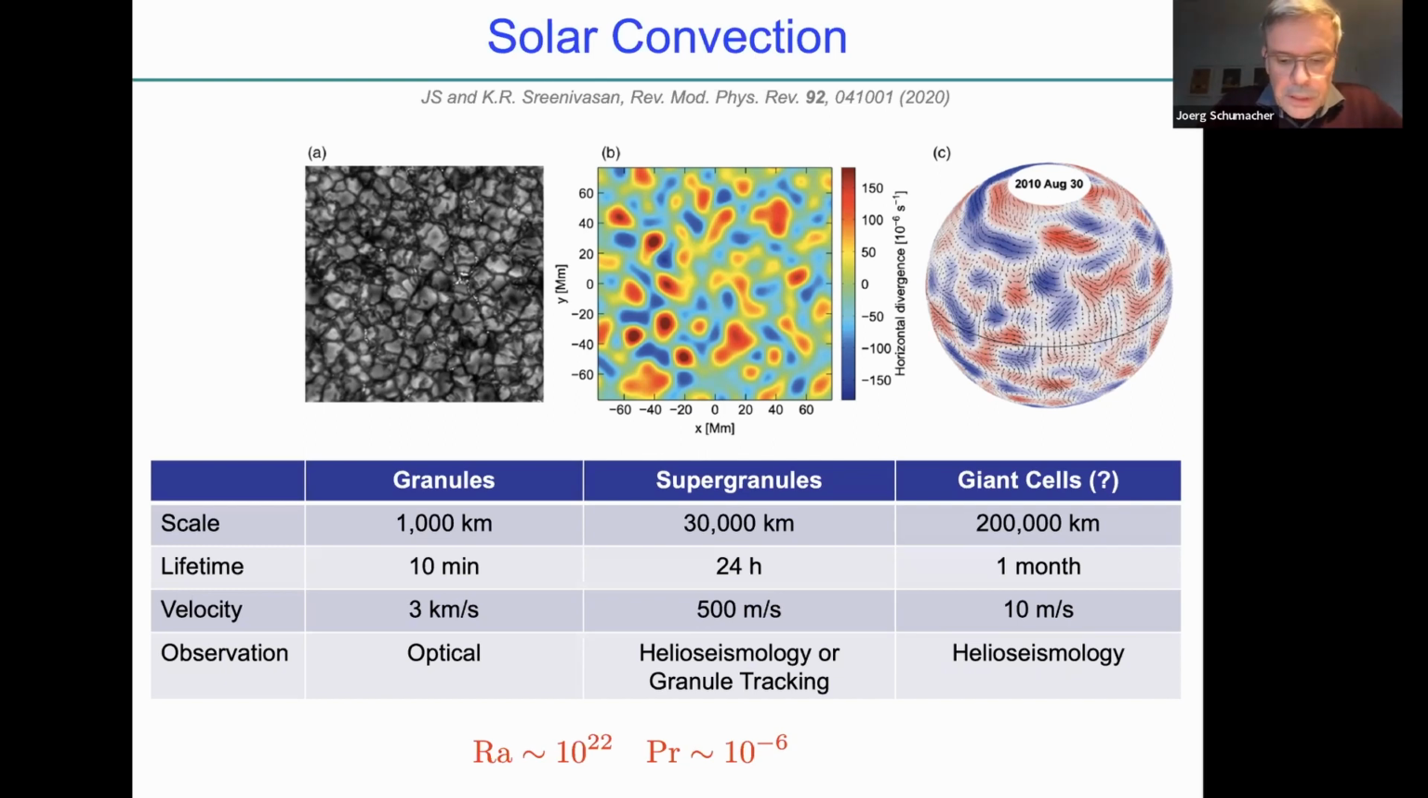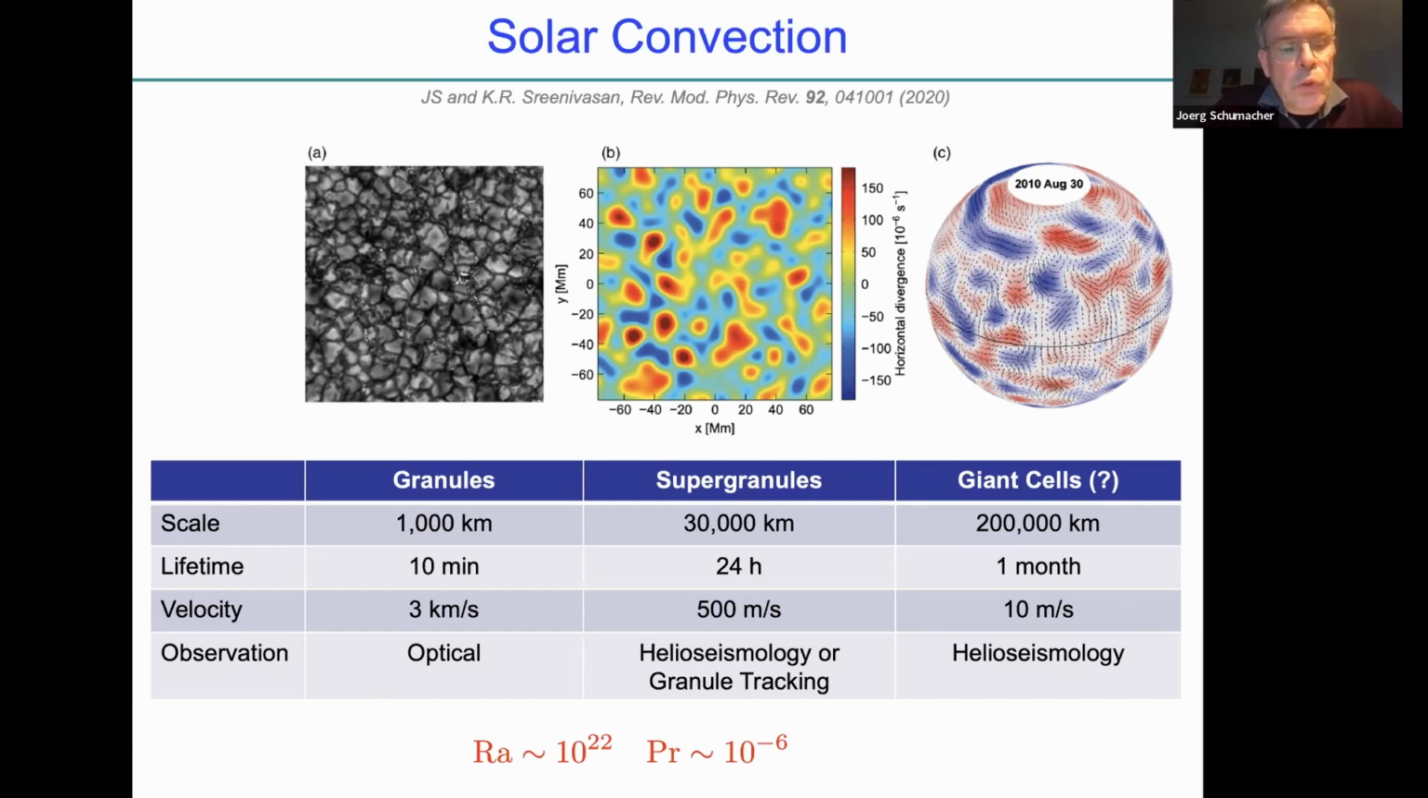And then, and I put on purpose a question mark because it's currently highly debated, some researchers think that there's even a third building block, that is, these are the so-called giant cells, which basically stretch out over the whole convection zone. They are very long living structures for about a month, and the velocity that can be assigned with them is extremely small. And that's exactly the problem with the reliable detection of these structures.